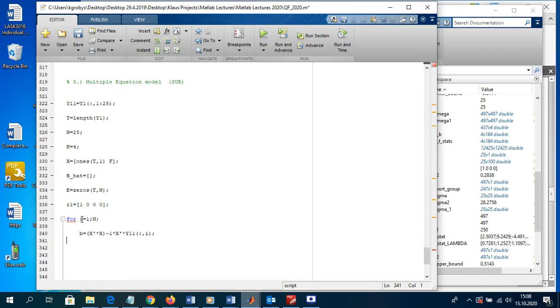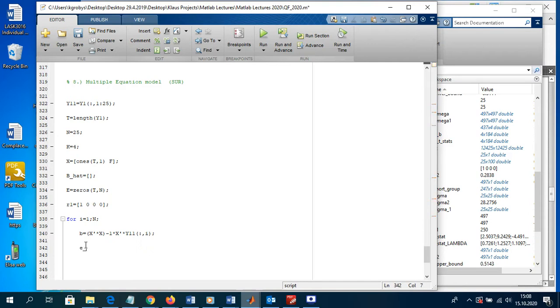If i is 1 in the first iteration, it gives us the excess returns across time for the first stock. Then i is 2 in the next iteration of the for loop, and it picks from our Y11 sub-matrix the second column, which are the excess returns of the second stock. So now we have our estimated beta parameter for each respective equation.